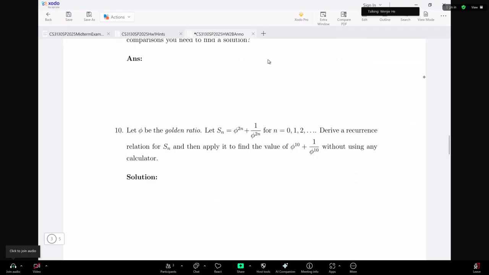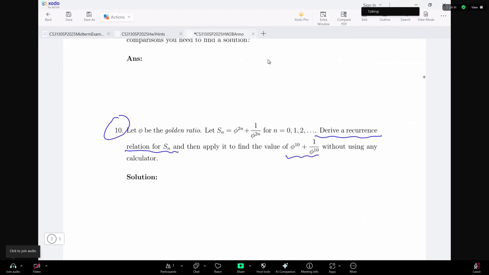This recurrence relation: derive the recurrence relation for this function, then apply that relation to find this expression. It's an integer, so we do not want to plug in. We want to derive some recurrence relation.